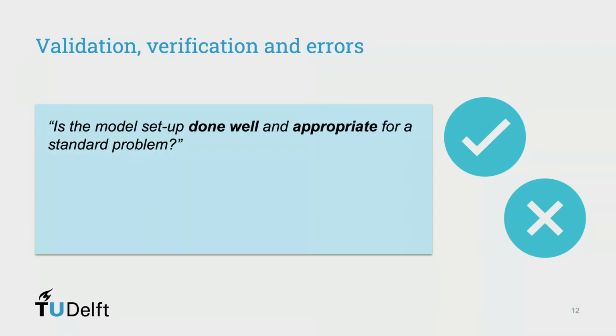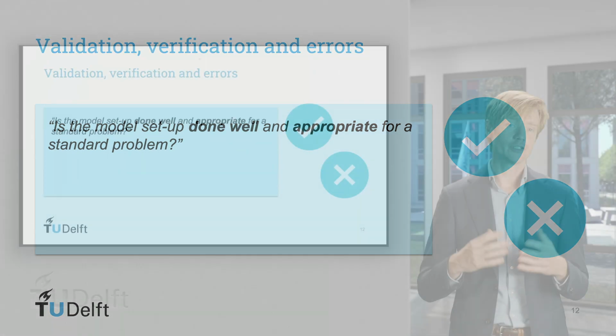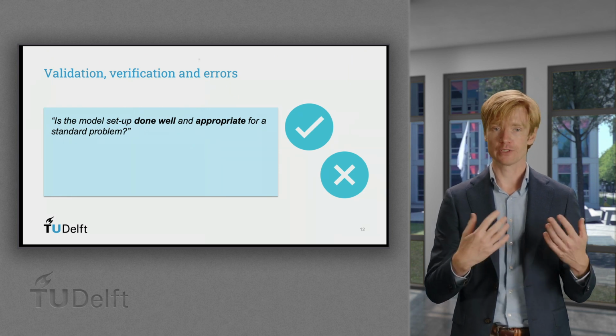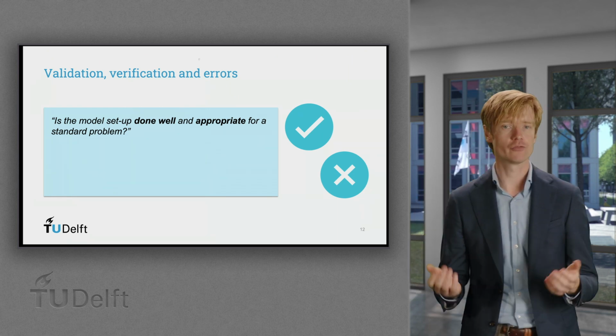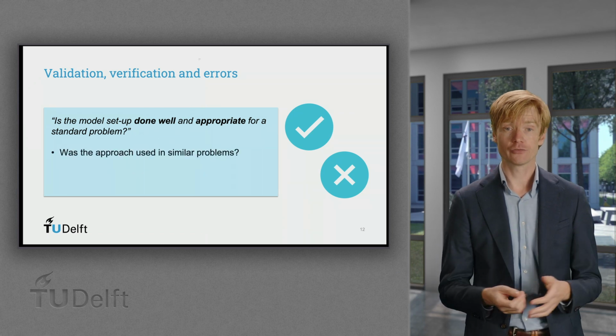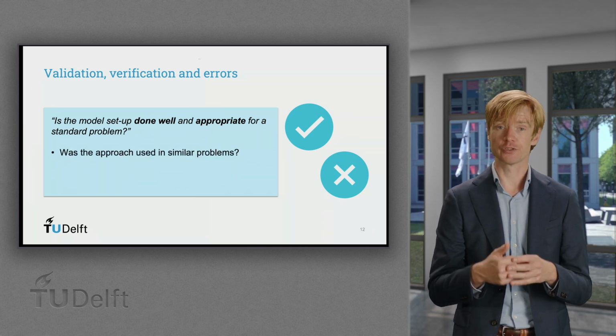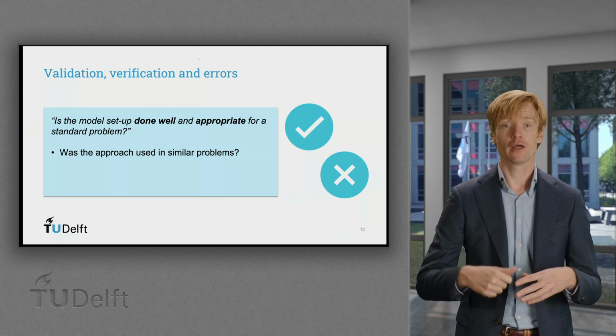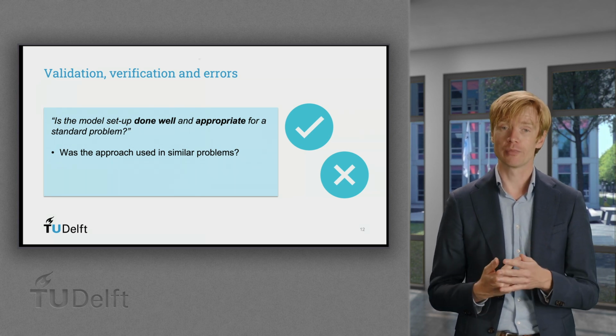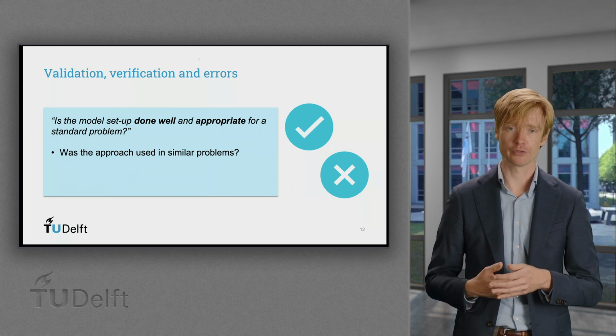But before we do so, let's first very briefly step into validation, verification, and errors. Because of all the modeling choices, verification, the question, is our model implemented well and is it appropriate for a standard problem, is important. And this means comparing simulation data with experimental data collected by yourself or from literature. Consider the following. Has the approach been used in similar problems to the one I'm facing? And were the results sufficiently good compared to experimental data?